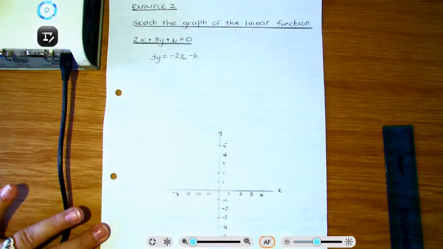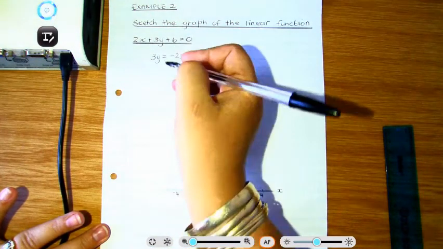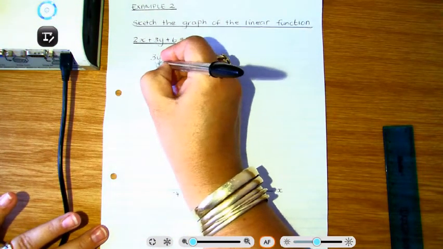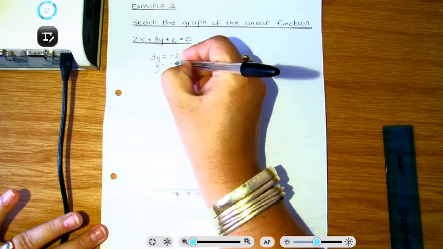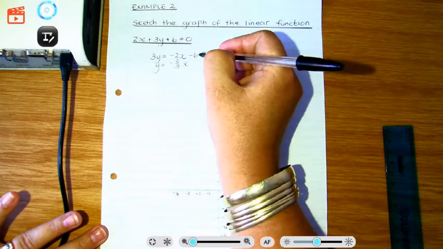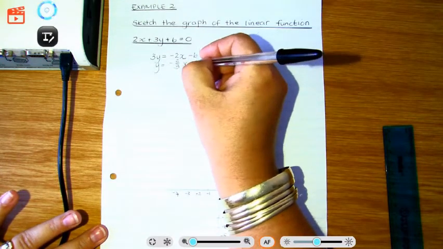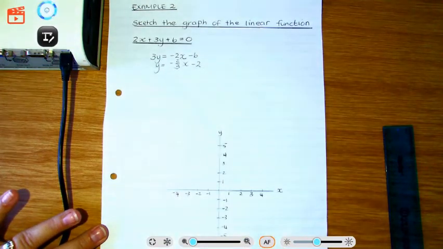But remember, I need to get y on its own, not 3y, so I'm going to divide both sides by 3, so I've got y is equal to, I'm going to leave this negative 2 over 3 as a fraction, and then negative 6 divided by 3 gives me negative 2. Okay, so that is now in standard form.